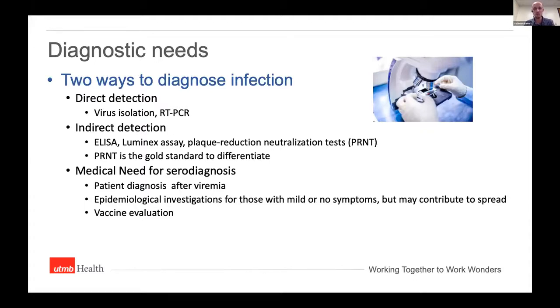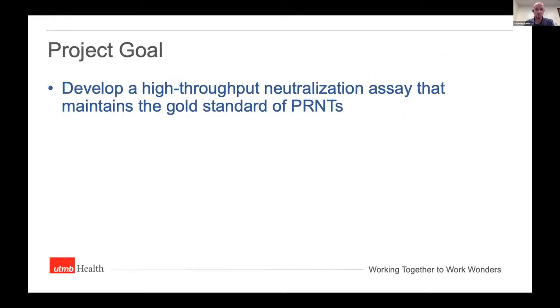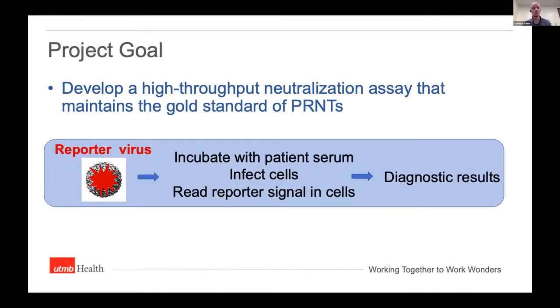The drawback with the plaque reduction neutralization tests is that they are slow, not amenable to high throughput, and require trained personnel to complete. So the goal of this project was to develop a high throughput neutralization assay where we could still use the high bar that was set by PRNTs, but make it easier and faster to do. So we were going to do this with reporter viruses. Incubate them with a patient serum, infect cells, and then read the reporter's signal instead of the plaques that is typically done.